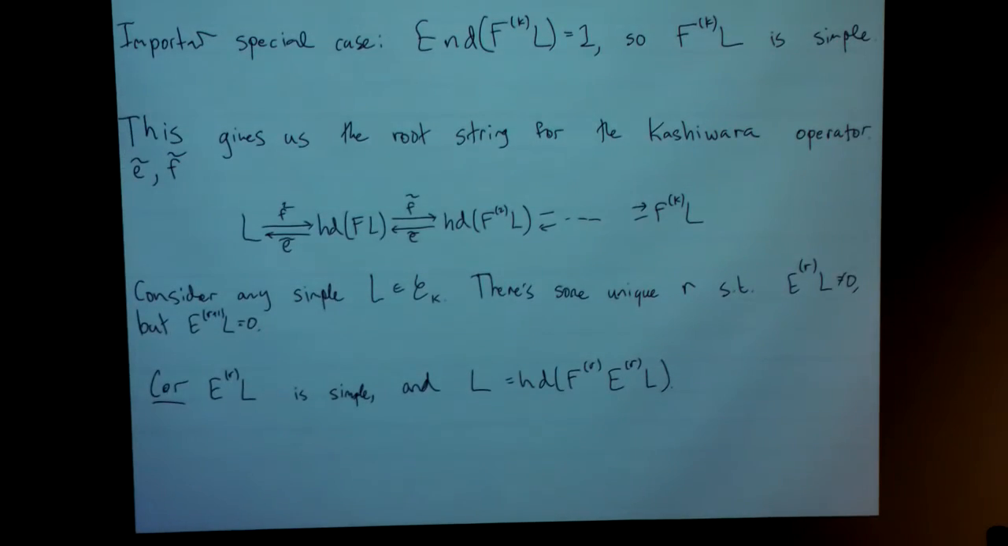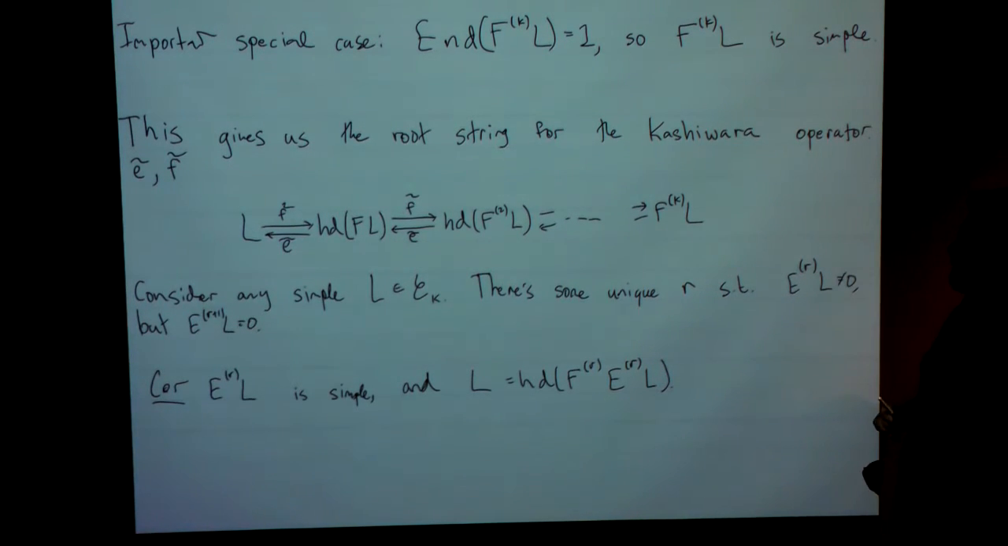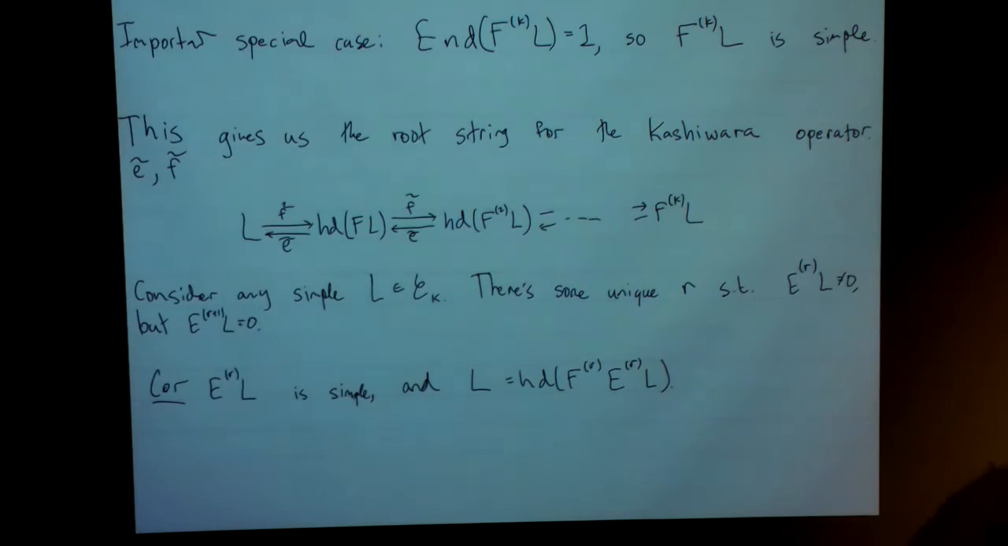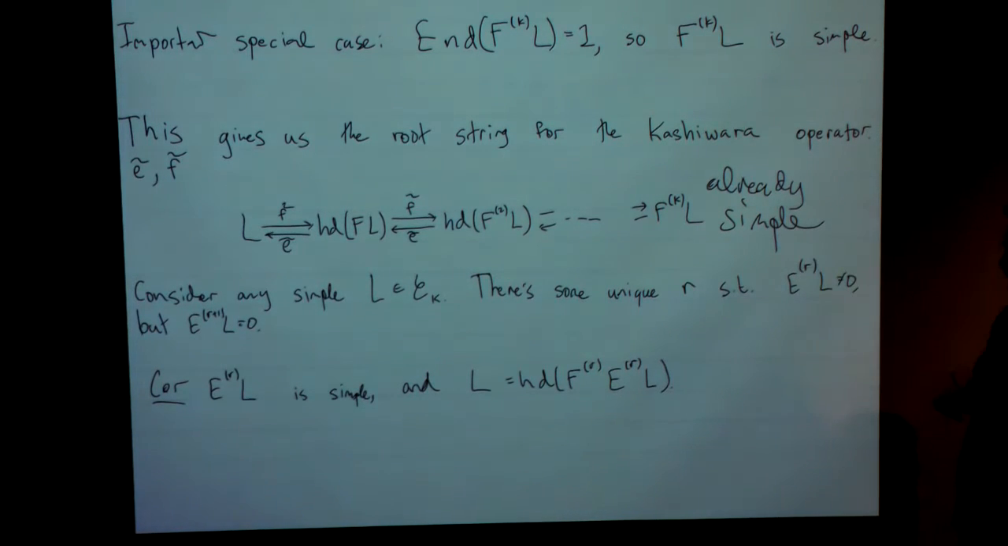And there's one really important special case of this, which is if I go all the way down to the end of the chain and I apply the Kth divided power, this guy is already simple. So for all the other guys, there's going to be some weird composition series. But if I go all the way down to the other end of the chain, I just get another simple.